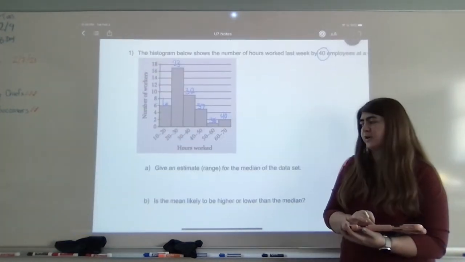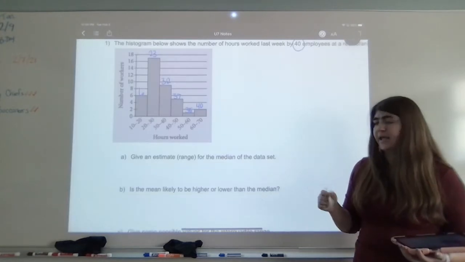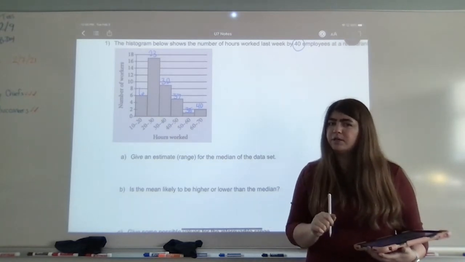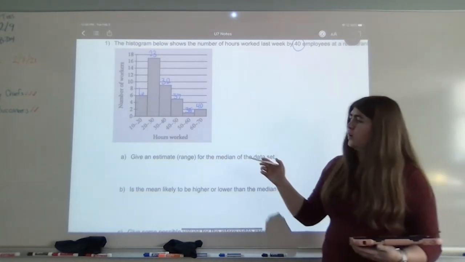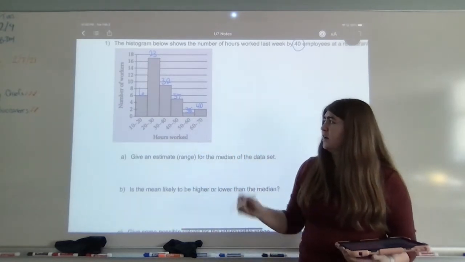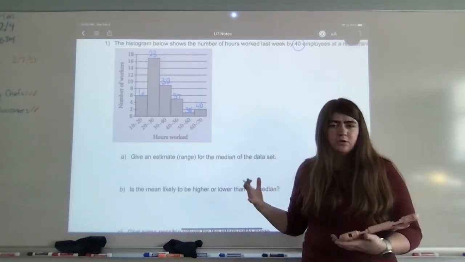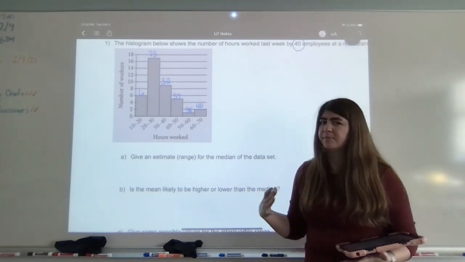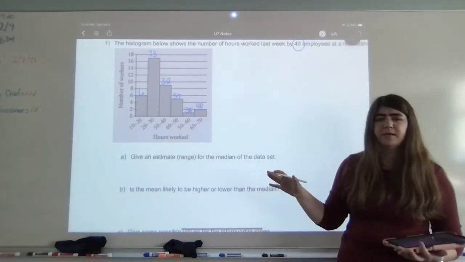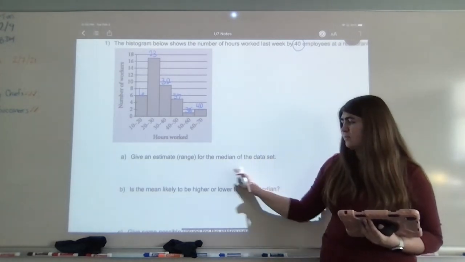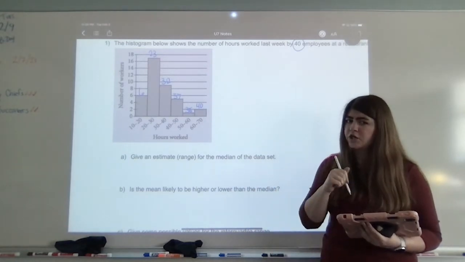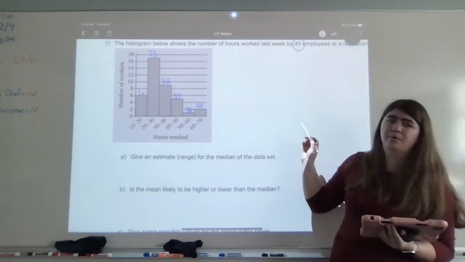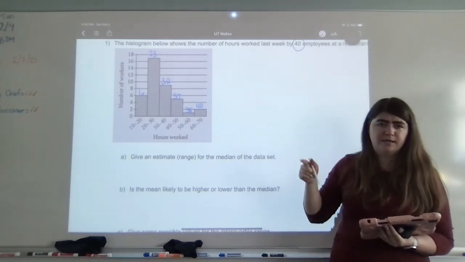So looking at our first question, letter A, says give an estimate, a range, for the median of the data set. So there's a trick we can do here. You could try to figure out where the middle would fall in here, which you might be able to do just looking at the graph. I'm going to talk about what if it's kind of confusing, what if it's hard to tell. That's where those numbers at the top are going to come in handy. In our formula to find an estimate for the median, this is going to tell you your location, not your actual median. We can find our location by taking the number of data points, adding 1, and dividing by 2.